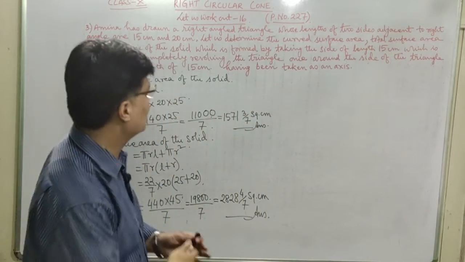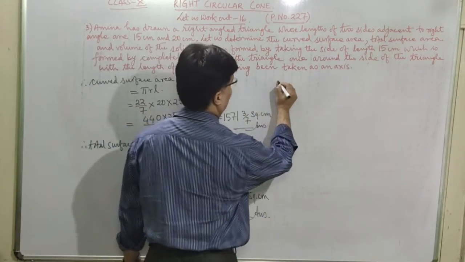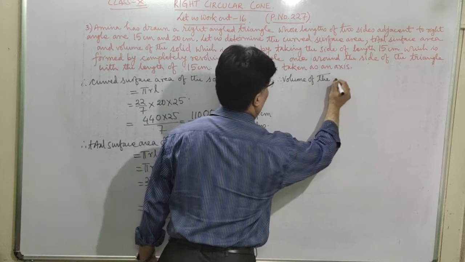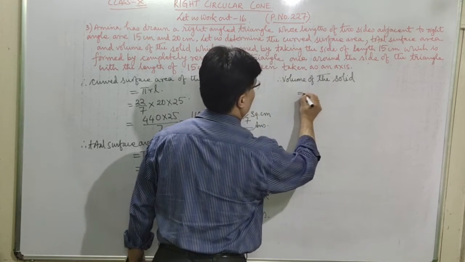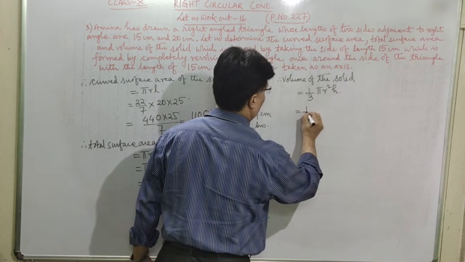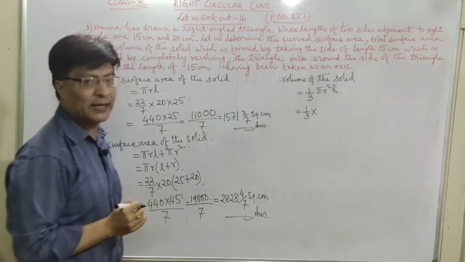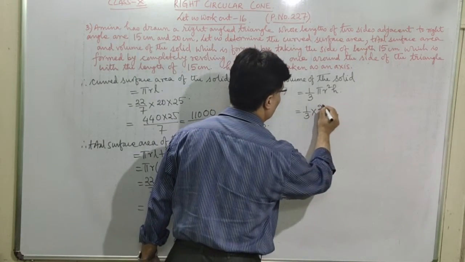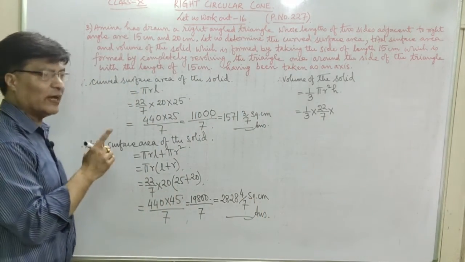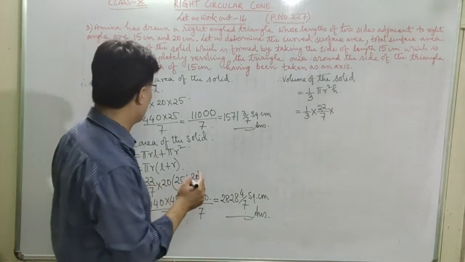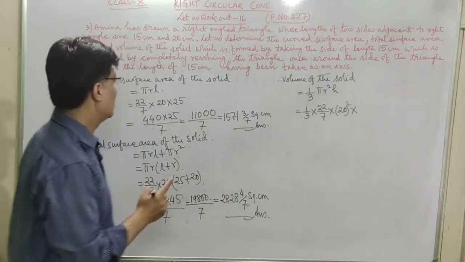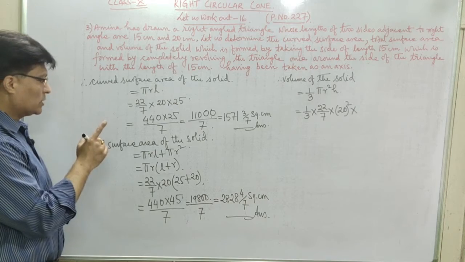So now let us calculate the volume of the solid. Therefore, volume of the solid is equal to, what is the formula? 1/3 pi r square h, which is equal to 1/3 into, what is the value for pi? You know the value for pi, which is equal to 22 by 7 into, what is radius whole square? What is the value for radius? In the figure, that was 20, isn't it? That is 20 whole square into, what is the height?